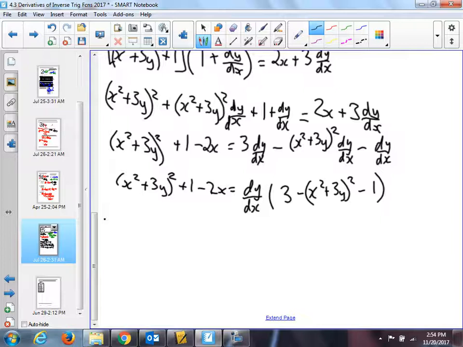You could group 3 minus 1 as 2, right? So that would be your last thing, is to isolate for dy by dx. Something like that, I'm not asking you to multiply that out and try to simplify further. That'd be ridiculous.